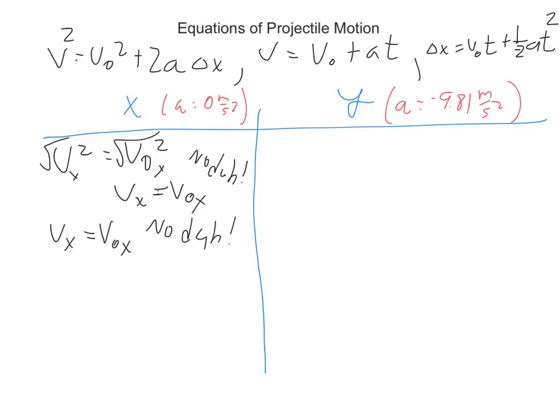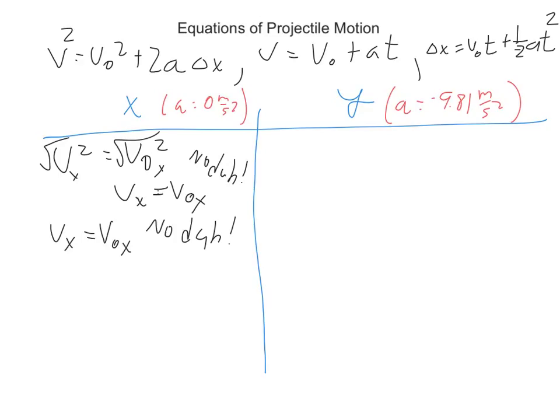Well, this is kind of boring. All right, let's look at the very last equation here. The displacement being equal to the initial velocity multiplied by time plus 1/2 the acceleration multiplied by time squared.